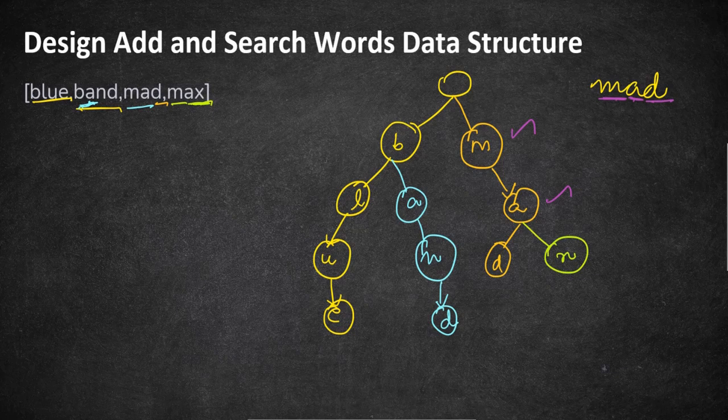We have two nodes after A. If any one of them is D, then we can return true. So yes, there is D as well. So this is going to be true in the search function. Now consider another word, which is ban.